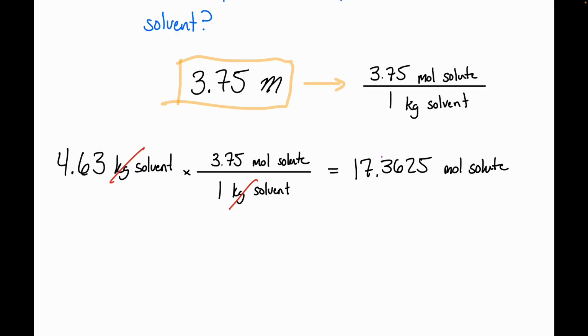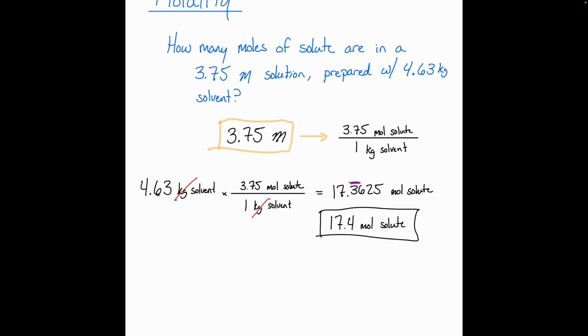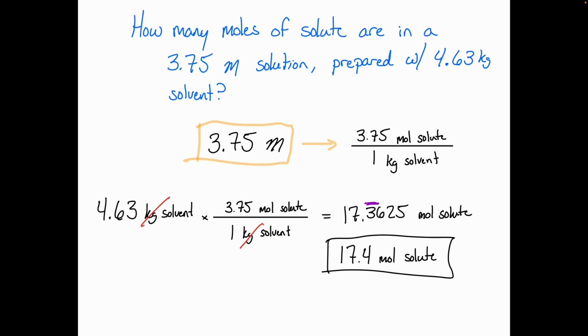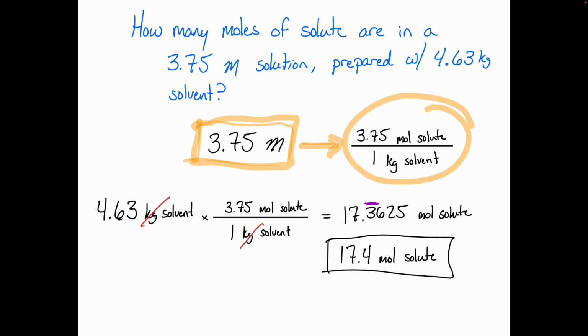All right, being good in reporting this to the correct number of sig figs here, I would want to report to 3 sig figs. So 17.4 moles of solute are in those 4.63 kilograms solvent of that 3.75 molal solution. All right, so again, same trick that we used last time, where we took that concentration and converted it into one of those conversion factors using our definition of what it meant to be a molal. Cool.